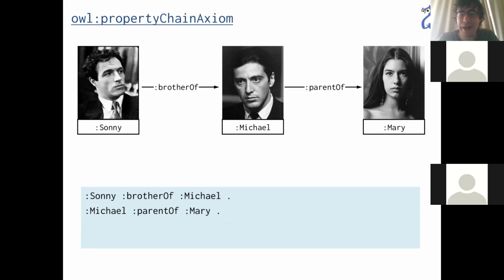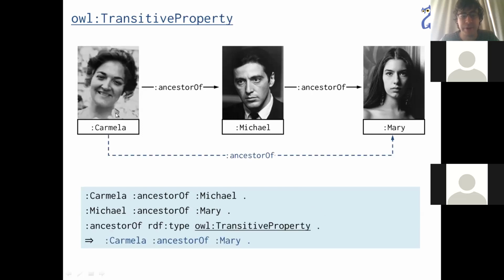A slightly different but related example is the property chain axiom. Let's look at the example: Sunny, brother of Michael; Michael, parent of Mary. In some sense, we probably want to infer a relation from Sunny to Mary, precisely like we did before in the transitive property case.